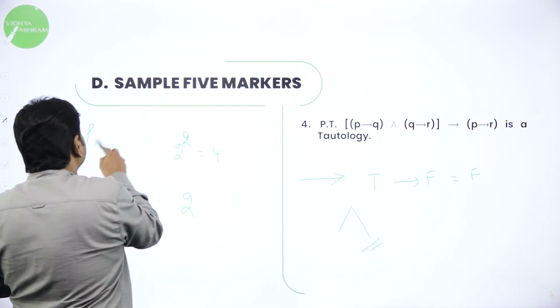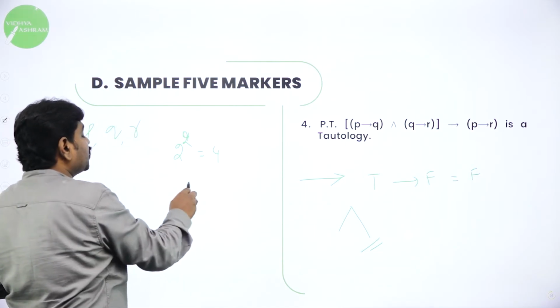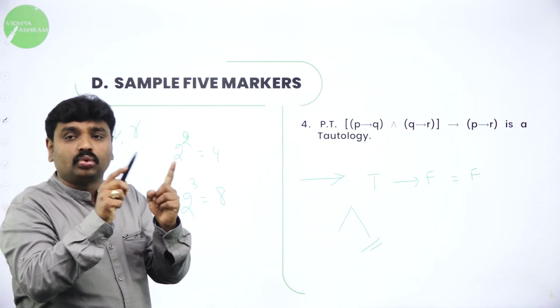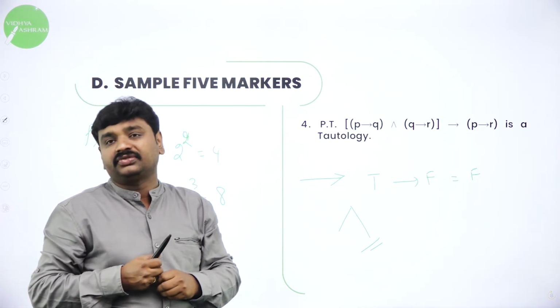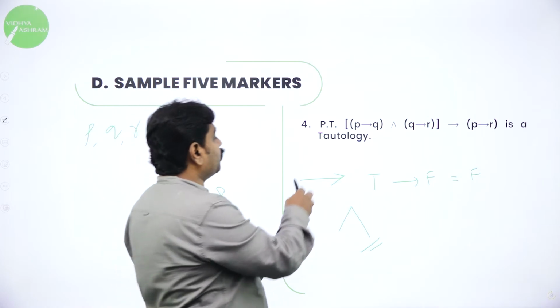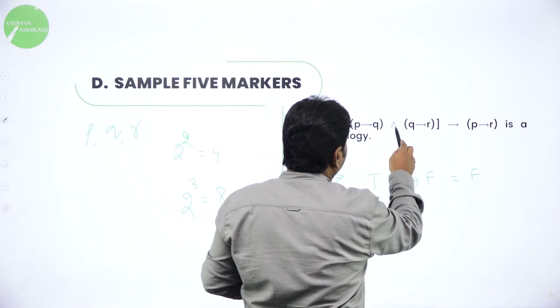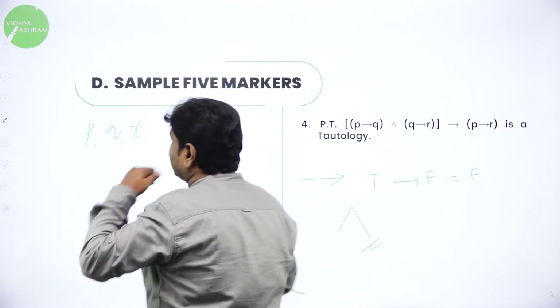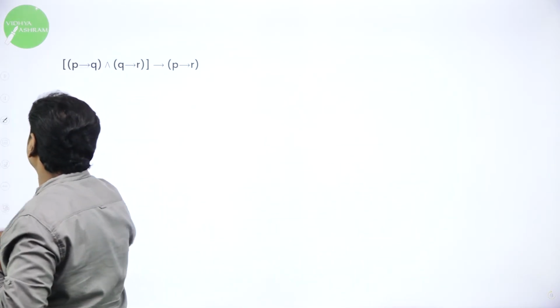I have three propositions P, Q, R. How many inputs are possible? 2 power 3, 8 possible combinations. True, true, true; true, true, false; like that, 8 possible combinations we should make. Now they are asking you to prove the tautology: P implies Q and Q implies R implies P implies R. So we'll see whether it is a tautology or not by constructing the truth table.